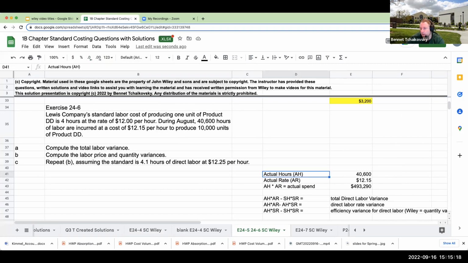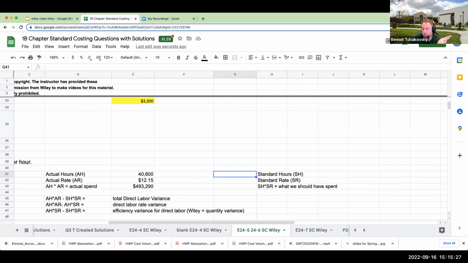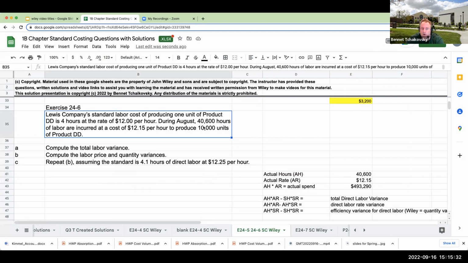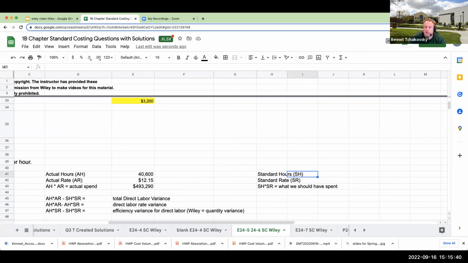Now the question becomes, if this is what I actually spent, how much should I have spent? To figure that out, I need to know my standard hours. What are the standard hours going to be? Well, if I produced 10,000 units of product, to make 1 unit it's going to take me 4 hours of direct labor. So my standard hours are going to be 10,000 units times 4 hours per unit for a total of 40,000 hours.